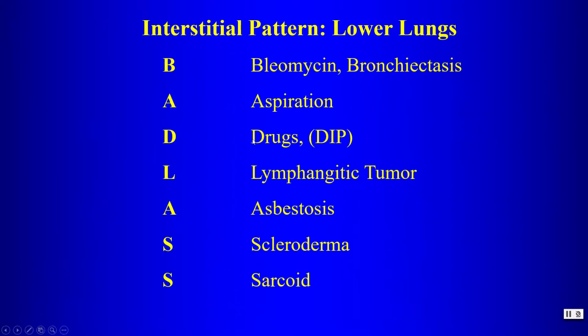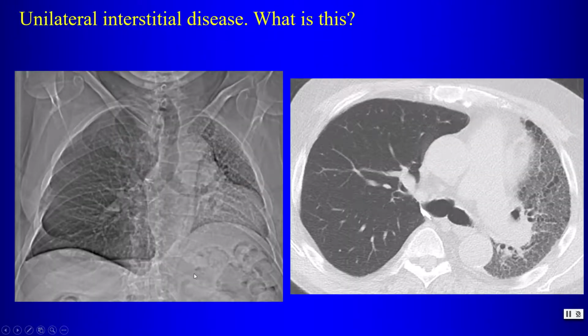Okay, for those of you that like mnemonics, interstitial pattern in a lower lung distribution, BADLAS: bleomycin, bronchiectasis, aspiration, drugs, DIP, lymphangitic tumor, asbestosis, scleroderma, sarcoid. So that is one approach you can make, although these will all have kind of subtle differences, as we've seen when we look at high resolution CT.